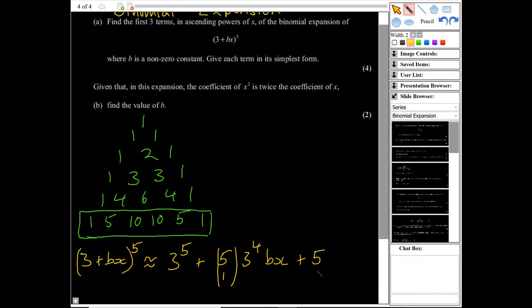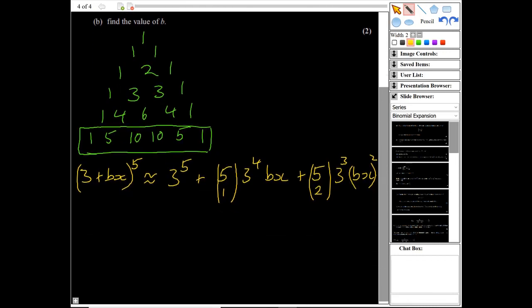The next term is going to be 5 choose 2. And then it's going to be 3 to the power of 3, reducing the power on the 3 each time, so from 5 to 4 to 3. And then increasing the power on the bx, so bx to the power of 0, then bx to the power of 1, then this time (bx) all squared. It's only asked us for the first 3 terms, so that should be sufficient. So all I need to do now is multiply that out and simplify it.